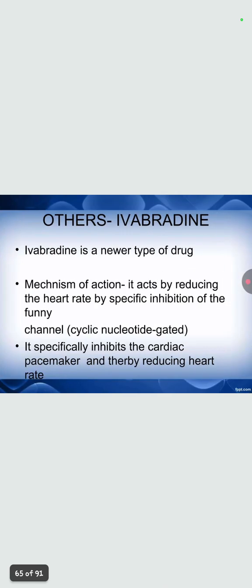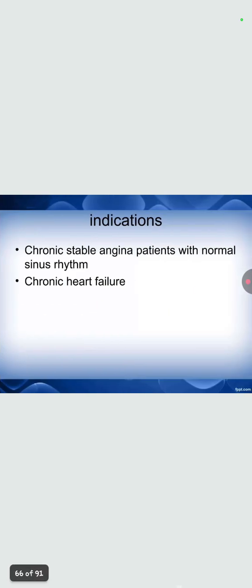Another is ivabradine, a newer type of drug. Mechanism of action: it acts by reducing the heart rate through specific inhibition of the funny channel, like a cyclic nucleotide gated channel. It specifically inhibits the cardiac pacemaker and thereby reduces the heart rate.